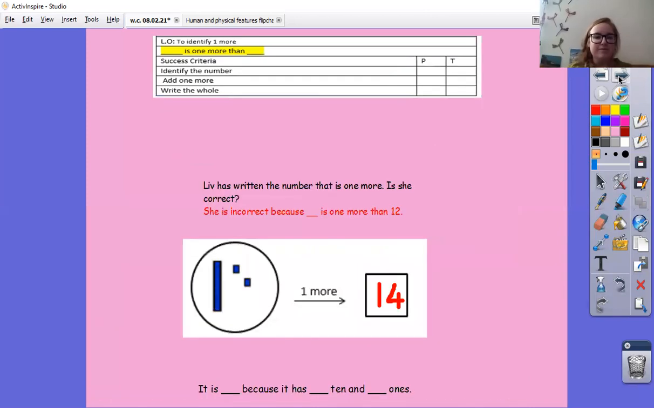Fantastic. Okay. So Liv has written a number that is 1 more. Is she correct? Okay, let's have a look at it. What number is this? Here I can see I have 1 ten and 2 ones. Fantastic. If I wanted 1 more, I would draw one more, and then I would say I have 1 ten still, and I had 1, 2, 3 ones. The number is 13. Liv has written 14, so she is incorrect because what number is 1 more than 12? 13 is 1 more than 12. It is 13 because it has 1 ten and 3 ones.